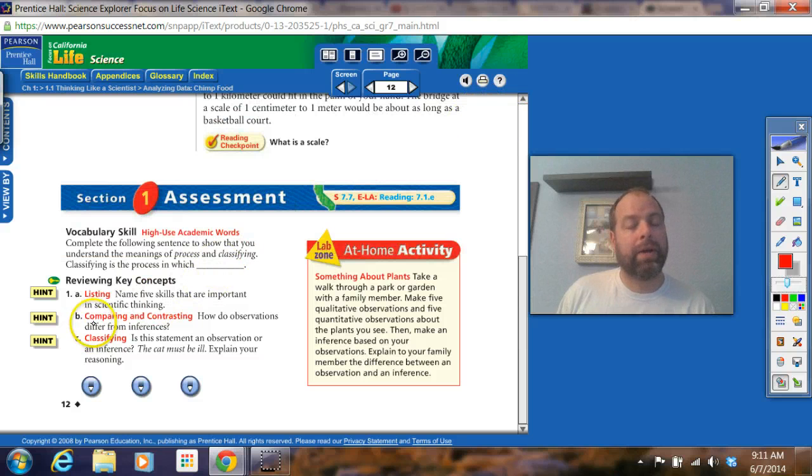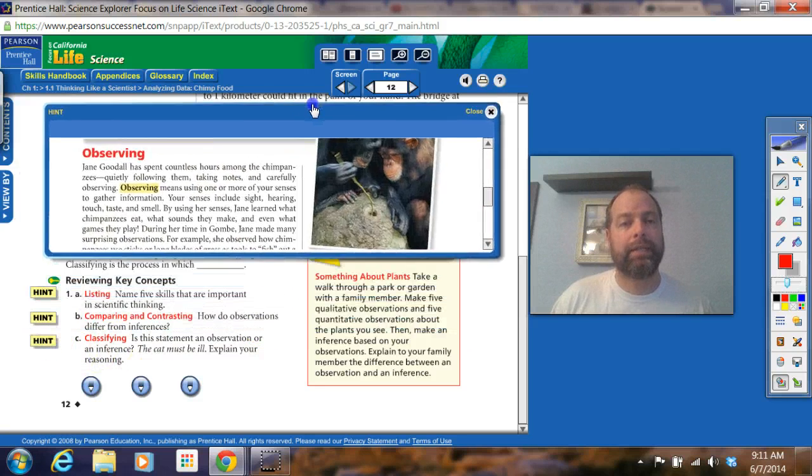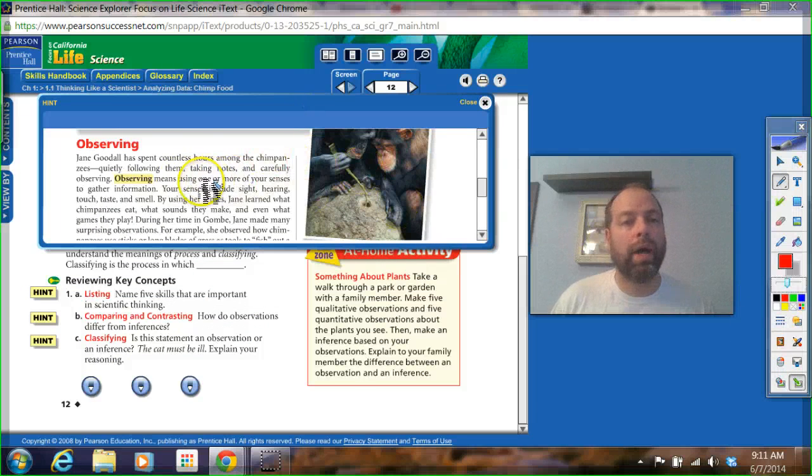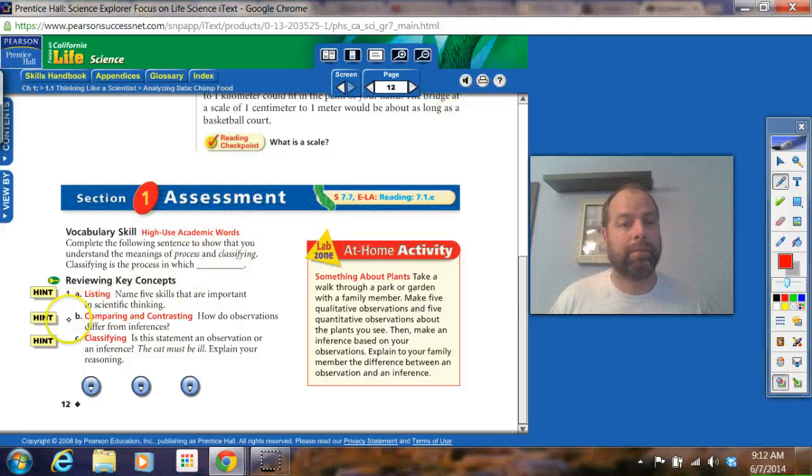Second question, compare and contrast. How do observations differ from inferences? Well, if you remember, an observation means using one or more of your senses to gather information. So using your eyes to see, your hands to feel, your nose to smell. That is observing. So now that we know what observing is, let's talk about inferring.